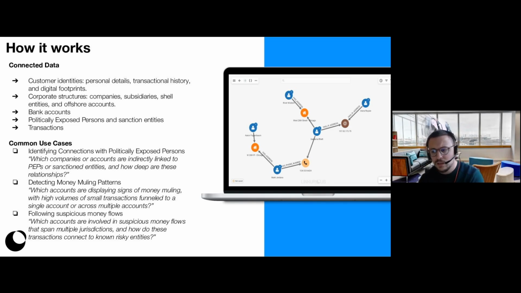The common use cases, well, identifying connections with politically exposed persons, such as which companies or accounts are indirectly linked to PEPs or sanctioned entities, detecting money muling patterns, following suspicious money flows, so which accounts are involved in suspicious money flows that span multiple jurisdictions, and how do these transactions connect to known risky entities.